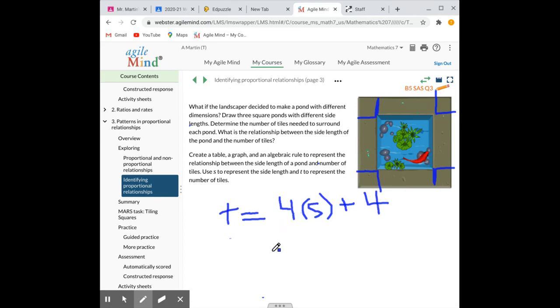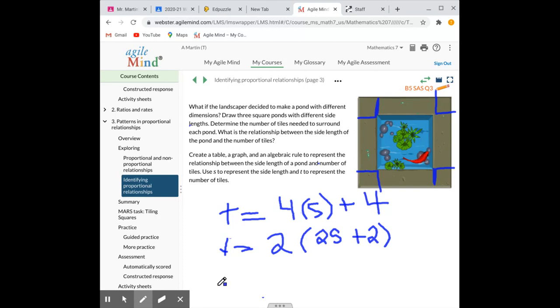So think about what you could break this down into. What times 4 equals 4? Or what times something equals 4? 2. Okay. So could we say T equals 2 times 2S plus 2? Because 2S stands for 2 sides. Correct. So what's 2 times 2S? 4S. What's 2 times 2? It's 4. So does that work?